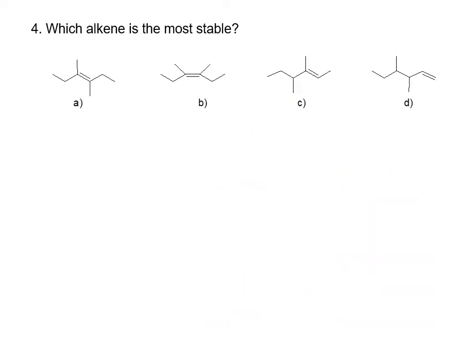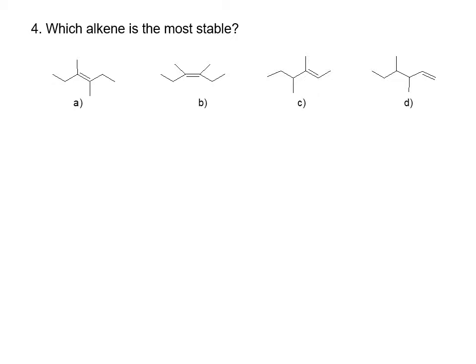Question number 4, which alkene is the most stable? First, we look at the degree of substitution of an alkene, how many substituents there are on the double bond. And so A has 4 substituents. That's pretty stable. We can't have more than 4. And then B also has 4. So A and B have 4 substituents each. It can't get more stable than that.